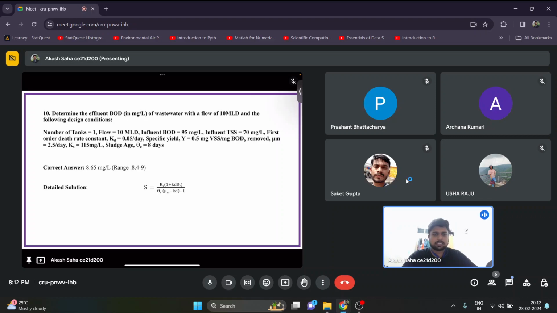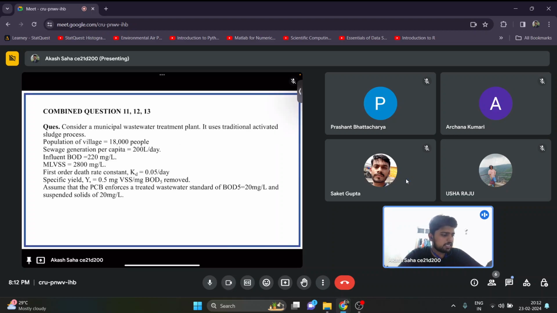So here, as I said earlier, influent TSS is extra information, because if you want to find the count of microorganisms, it should be given in terms of VSS. Even if TSS is given, we have to multiply it by the VSS by TSS ratio, and then find the VSS. With the help of this equation, if we substitute the right parameters, we will get the S value as 8.65 milligram per liter. So this is a direct application of what we have found out.